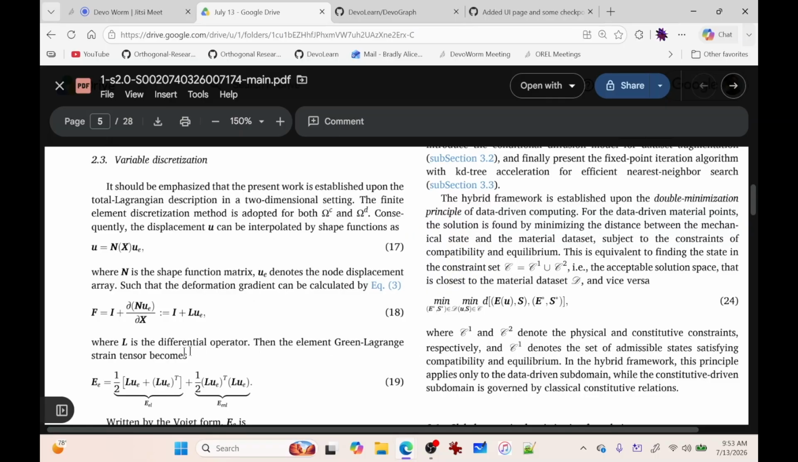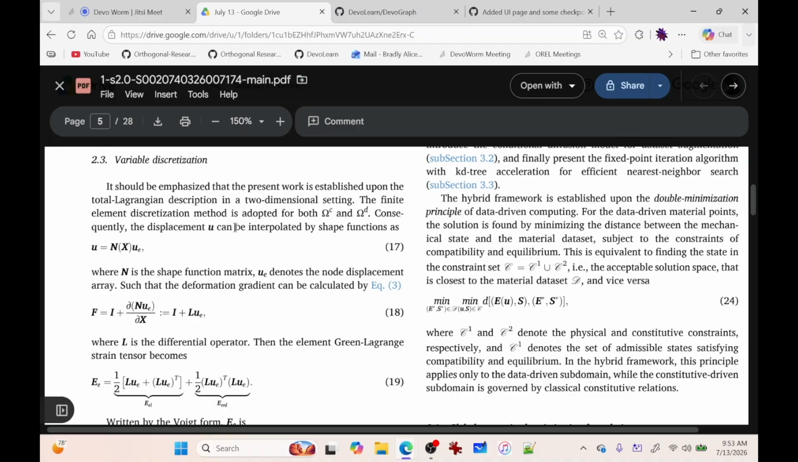So the Green-Lagrange strain tensor is here. This is the deformation gradient. And we have this Lagrangian in it. So let's go through some of these equations. This present work is established upon a total Lagrangian description in a two-dimensional setting, kind of like that picture we saw in Figure 1. The finite element discretization method is adopted for both omega c and omega d.